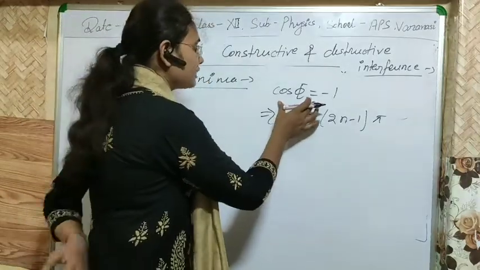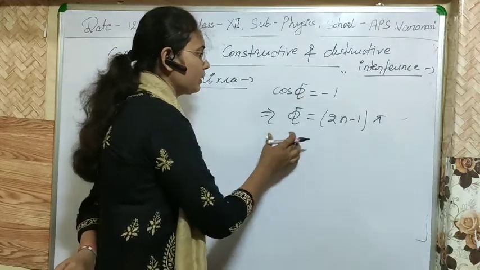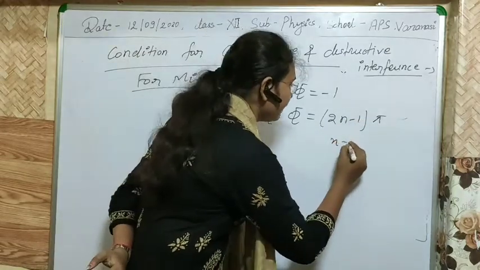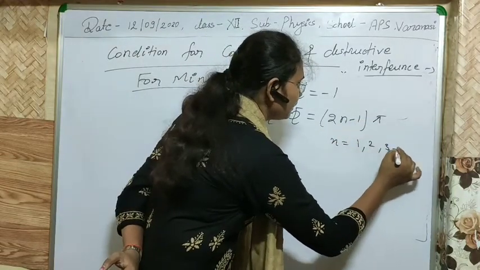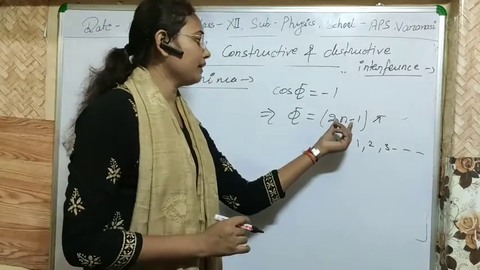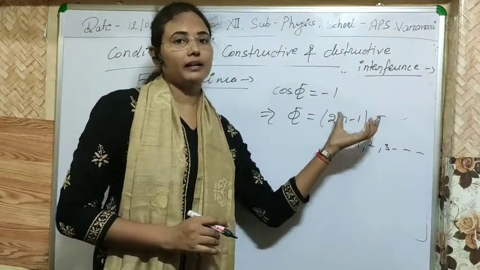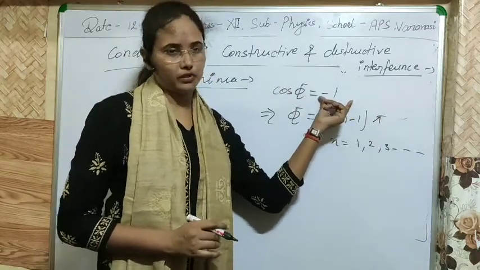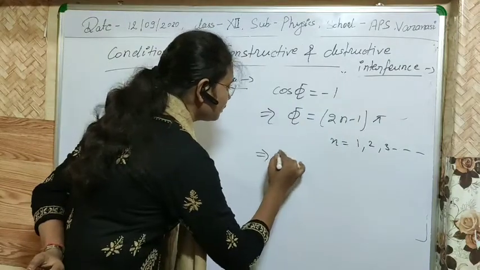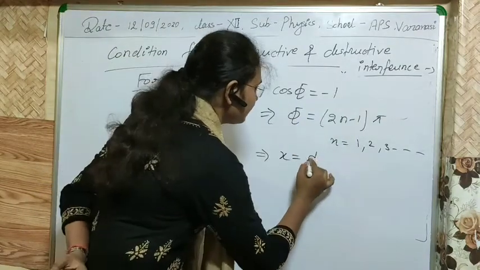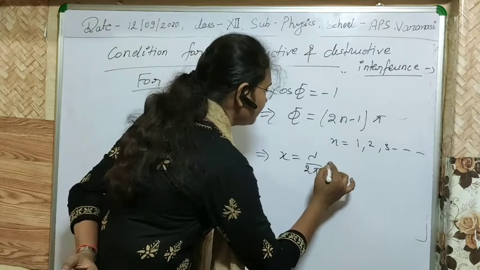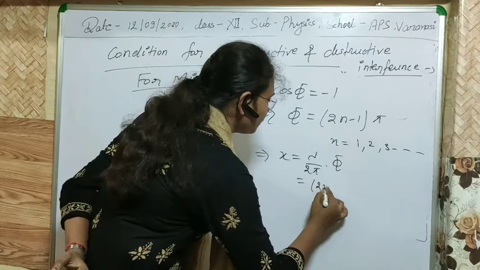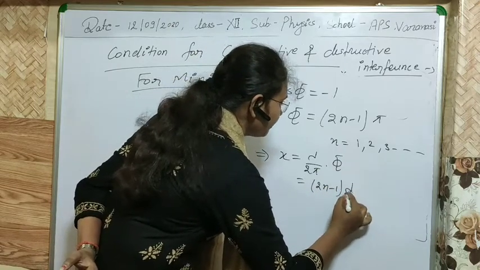Now the condition for minima is cos phi equal to minus 1, and the general value of phi for this is (2n minus 1) into pi, where the value of n is 1, 2, 3, 4 and so on. If we put it, then we will get pi and 3 pi and 5 pi, such types of value, for which the value of cos phi is minus 1. So definitely we can also find out path difference, which will be lambda upon 2 pi into phase difference, and after calculating we will get (2n minus 1) lambda by 2.